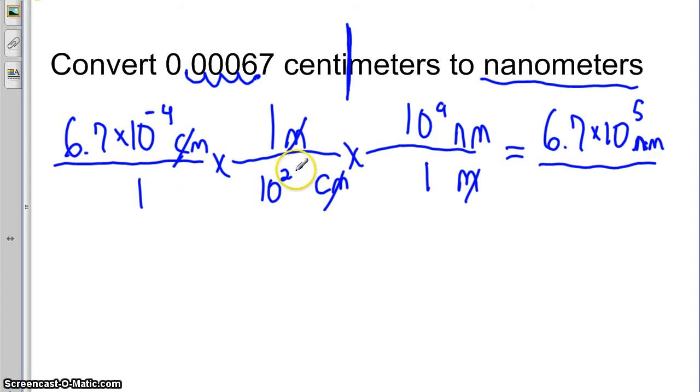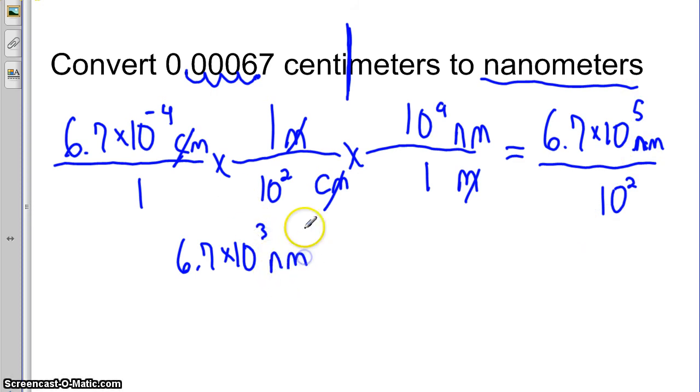Over, multiply the bottom. 1 times 10 to the second times 10 to the second is just 10 to the second. And then finally, I'm going to take the top and divide it by the bottom. So I have 6.7 times 10 to the 5 minus 2. We subtract the powers of 10 when we are dividing. So 5 minus 2 gives me 10 to the 3rd nanometers. And that's my final answer.